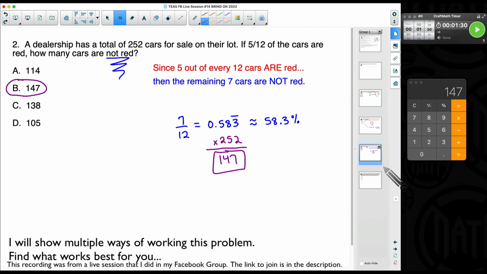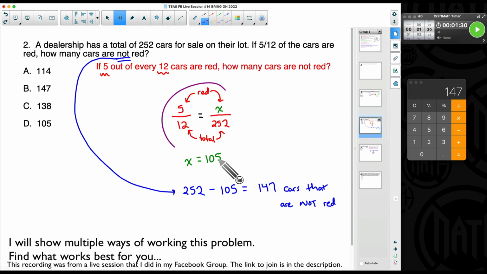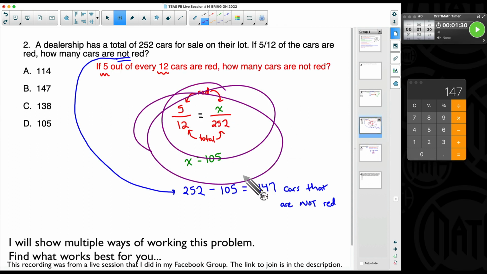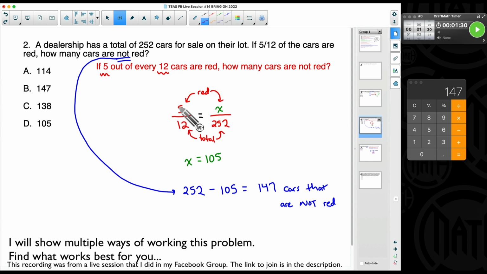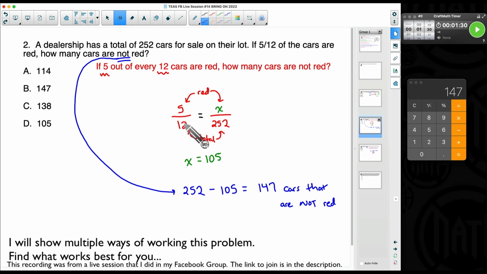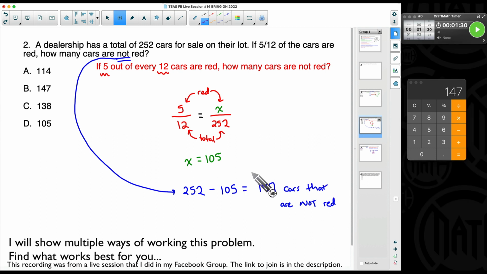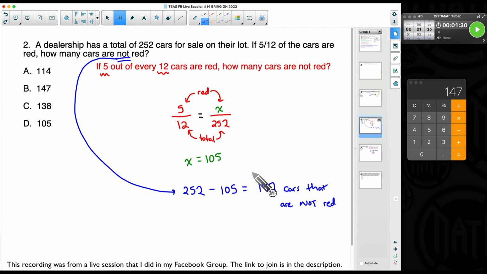Now, just to throw this out there too, when you go back and look at these notes tonight, maybe go back and try the proportion approach that I did here, but instead do the 7 over 12 equals X over 252. That will take you straight to this 147 as well. So many ways to do it. Find what works best for you. And that's why I like to show different ways, because everybody learns things a little bit different.